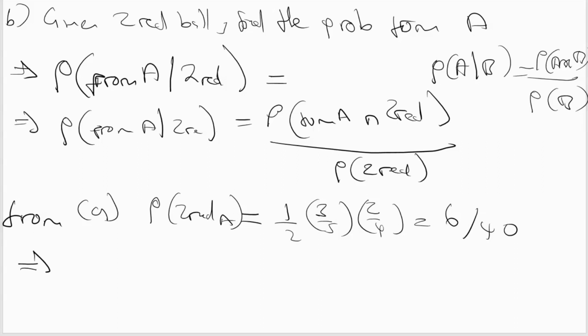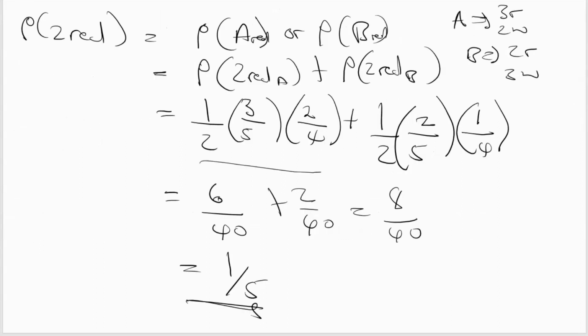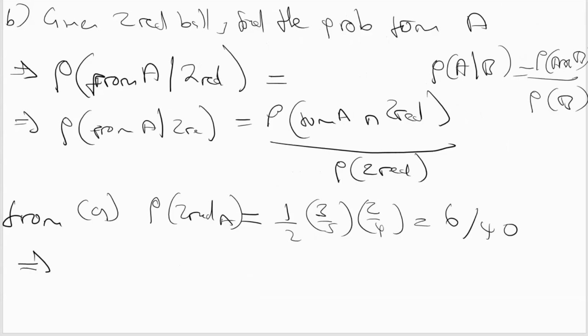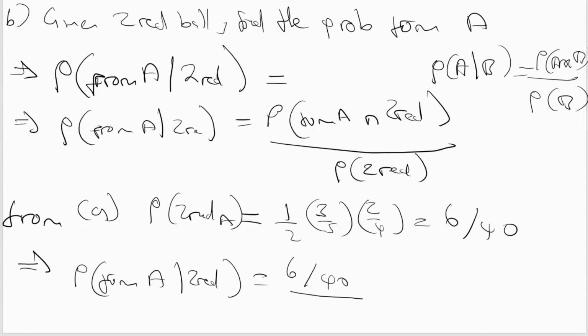But we also calculated the probability of the balls being red. So this is the probability of them being 2 red. So now our equation can simply be written as from A given 2 red is equal to 6 over 40 here, divided by 1 over 5, which is the probability of getting 2 reds. If we simplify this, this is 3 over 4. All right, so that's how we solve this.